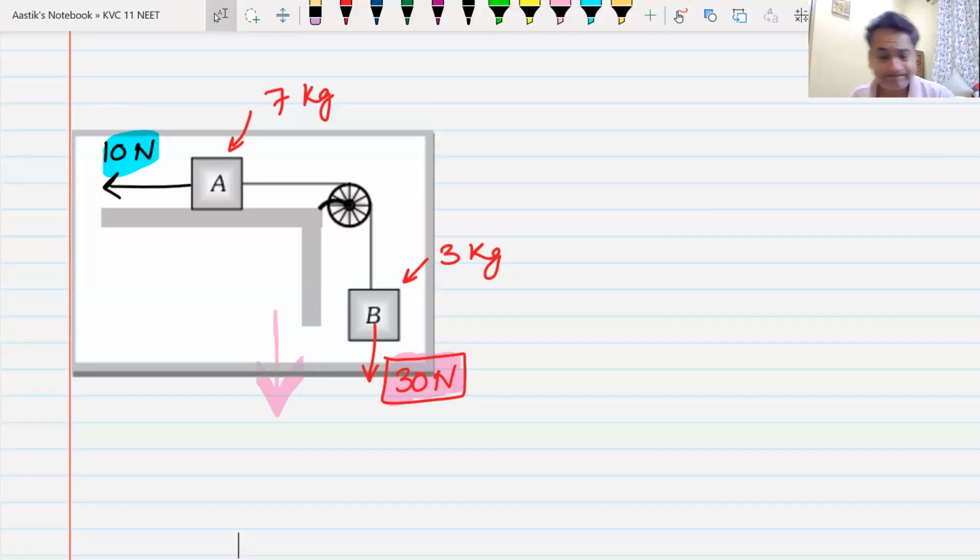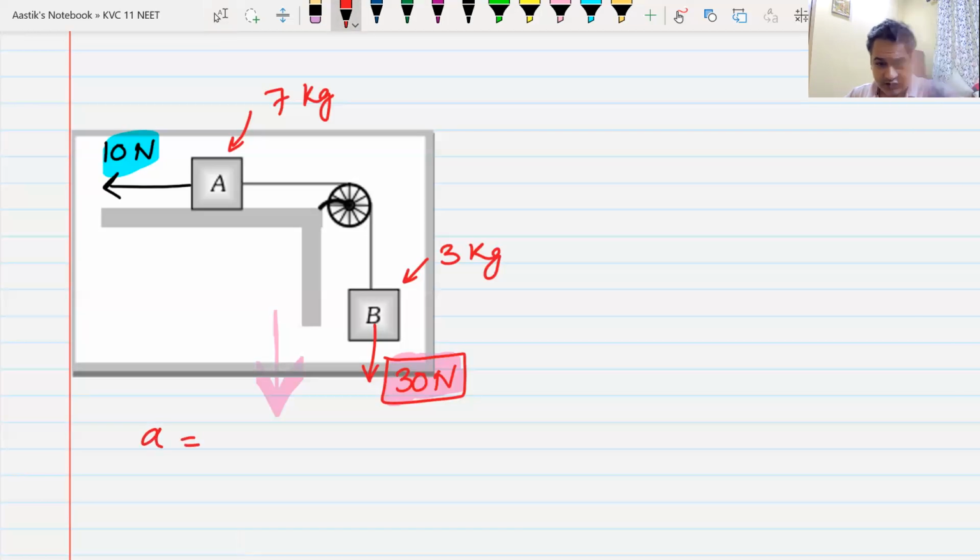Yes, anyone with an answer? Pulling force, pulling force. How much is the pulling force now? Previously, the pulling force was M2 into G. How much is the pulling force now? No one knows it.